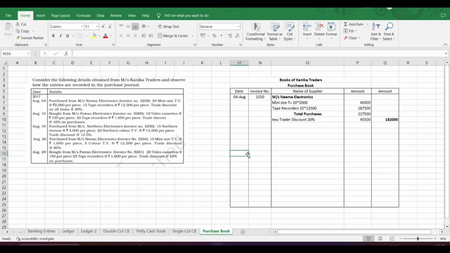1 lakh 87,500. So our total purchases will be 2 lakh 27,500, from which trade discount is given of 20%. When we take off 20%, 45,500 trade discount is given. So our credit purchase from Nima Electronics is 1 lakh 82,000. Next entry on 10th August, similarly for invoice number 8260. Here we are purchasing from Pawan Electronics.